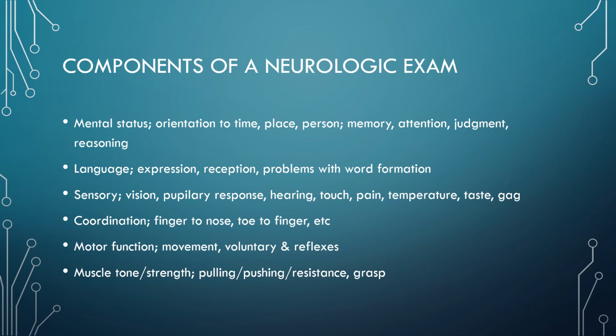And then memory, we have different memory tests, attention, judgment, language expression, sensory reflexes. We have the eye chart. We look at your pupil reaction time. You can test hearing, touch, pain, temperature. In a sick patient in the hospital, we would also check their gag reflex. That is not something you would do in an alert, active, conscious patient. Coordination and motor function, and then muscle tone and strength. So those are all the components of the neuro exam.